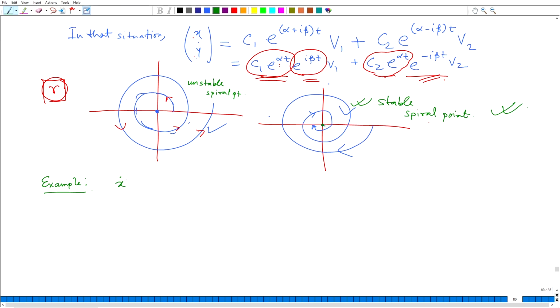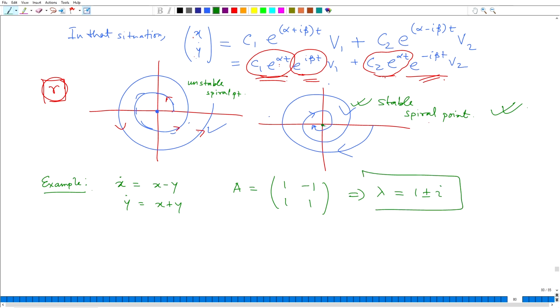So, if I give you x dot is equal to x minus y and y dot equal to x plus y, then you will have actually A is equal to [1, -1; 1, 1], and from that your lambda will be equal to 1 plus minus i. Using that you just try to understand how it gives a spiral. And of course, you understand that here this 1 is positive. So, it will always be an outgoing spiral, outward spiral.